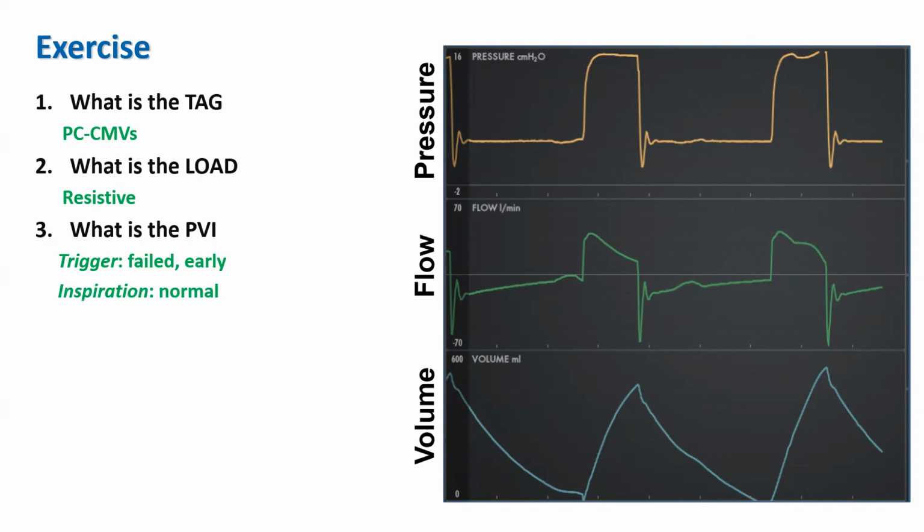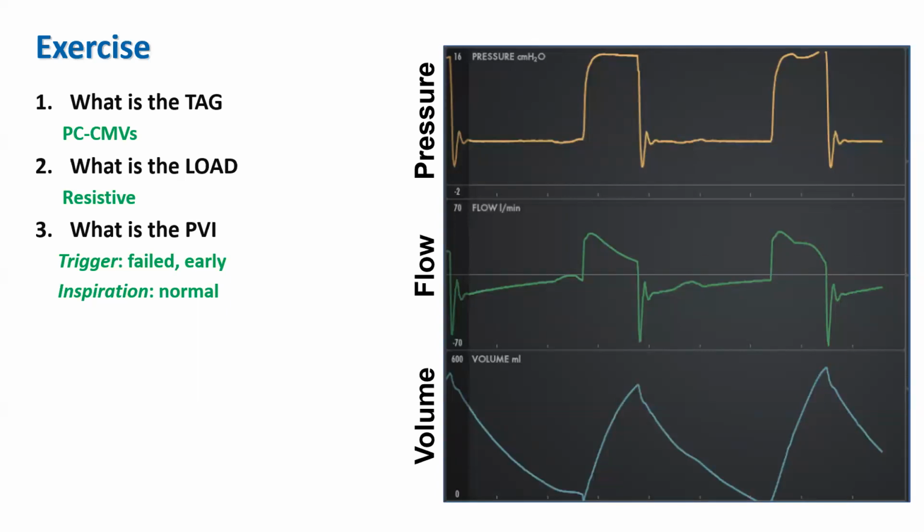Inspiration is normal. The patient doesn't do anything. Over here on this breath, however, look at this. The flow waveform is distorted at mid-inspiration. So this is PMUS as well. So in this situation, we have two trigger problems. We have a failed trigger and we have an early trigger. Again, it's early because the machine triggers here and the patient makes an inspiratory trigger effort here. The machine is before the patient, it's early triggered.